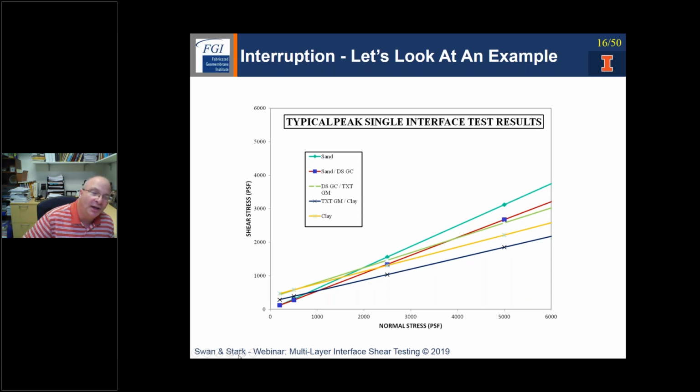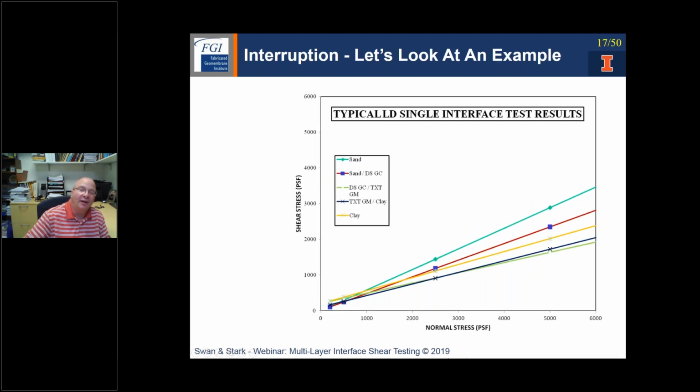So if we're looking down here, the sand double-sided geocomposite is weaker at the lower two normal stresses, but then we see a transition occur to the textured geomembrane clay for the upper two conditions. So if we were doing this as a multi-layer series, we would actually observe this transition from the one interface to the other. But I'm doing it visually by looking at the individual interface results.